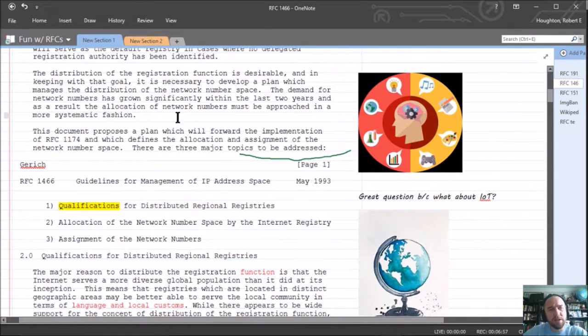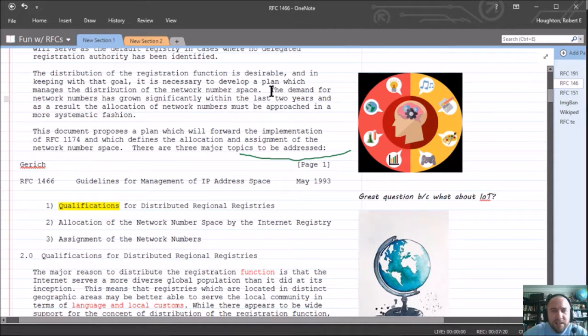So the distribution of the registration function is desirable, and in keeping with that goal, it is necessary to develop a plan which manages the distribution of the network number space. The demand for network numbers has grown significantly within the last 2 years, and as a result, the allocation of network numbers must be approached in a more systematic fashion.